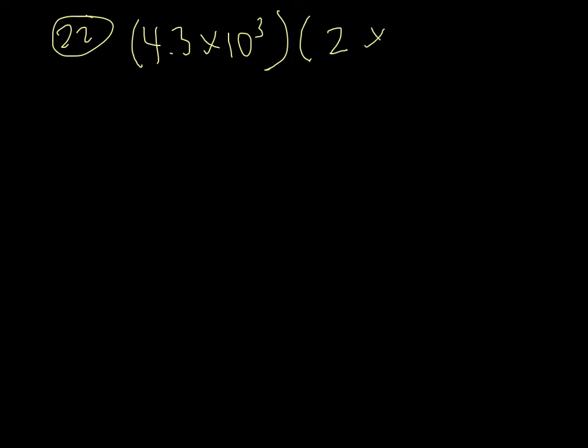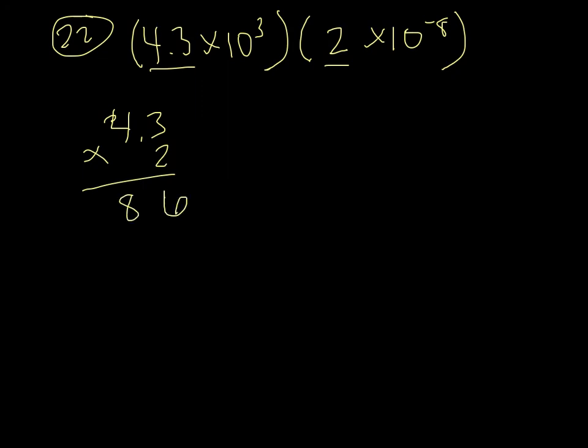Okay, why don't we try number 22, and this will be the last one that we do together. I'd like you to try and get the rest of them done yourself. For 22, it says 4 3/10 times 10 to the 3rd times 2 times 10 to the -8th. Again, I take my front numbers and multiply them together. 4 3/10 times 2. 3 times 2 is 6. 2 times 4 is 8. So this one already is in our correct form, 8 6/10. That's exactly how we would write it if we needed to.